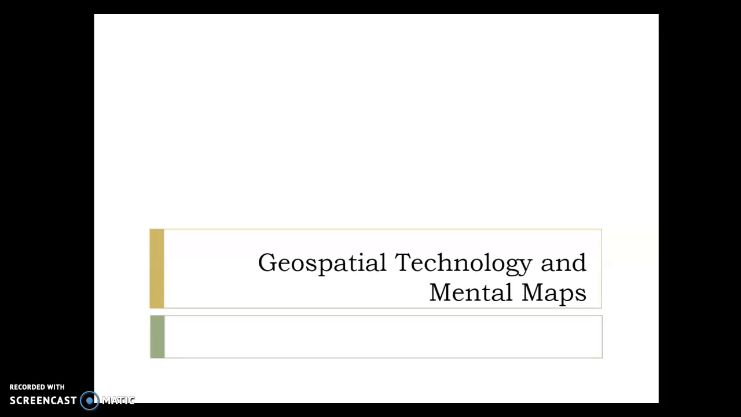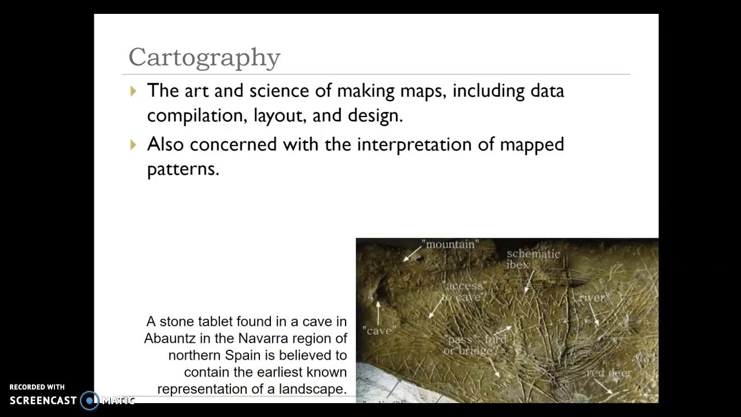Right, in this video, we're going to talk about geospatial technology and mental maps. In the other video, we learned about some of the concepts within this, and in this video, I want to go over some of the definitions and talk about remote sensing, GIS, GPS, and maps in general. First of all, I want to talk about the study of map making itself, which we call cartography.